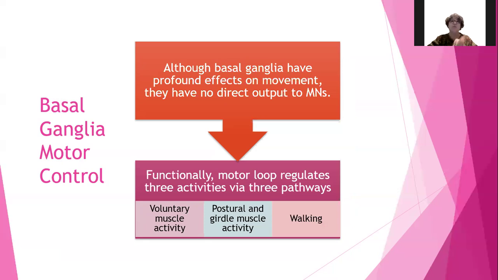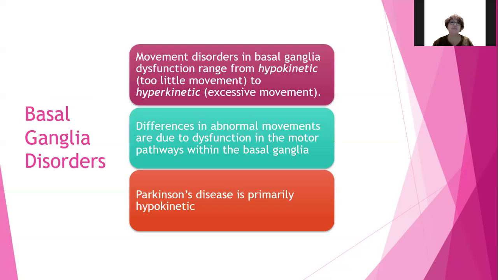Functionally, the motor loop regulates activities in three pathways: voluntary muscle activity, postural and girdle muscle activity, and walking. So the basal ganglia are very important for regulating those three activities. Movement disorders in basal ganglia dysfunction range from hypokinetic, so too little movement, to hyperkinetic, excessive movement. So you've got to have just the right amount. It's Goldilocks again. You can't have too little movement or too much movement. It has to be just right.